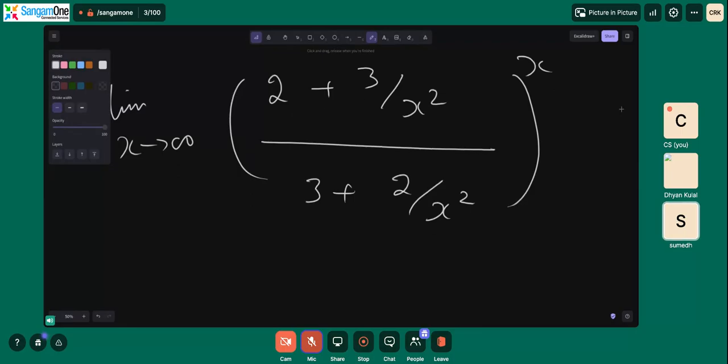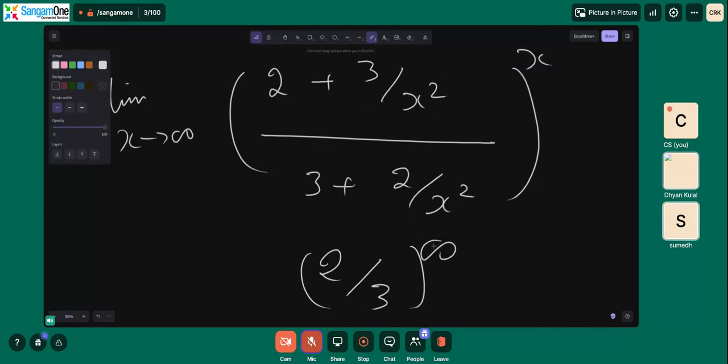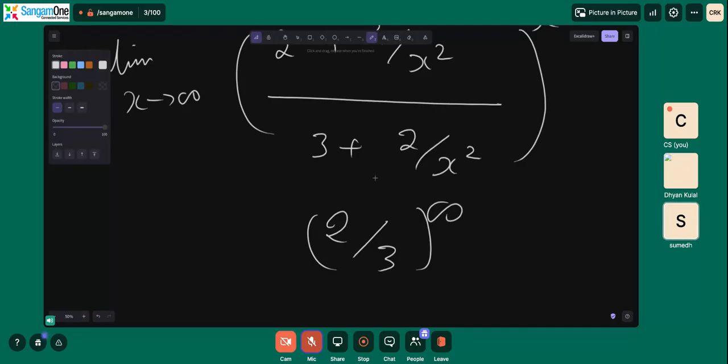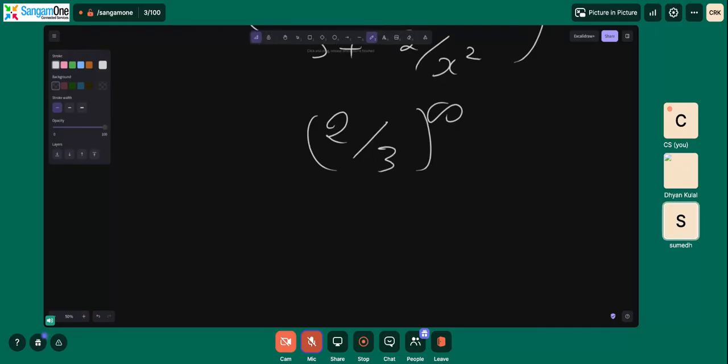Now imagine if I take the limit to infinity, what will happen here? Any number divided by infinity is 0. So it will be 2 by 3 to the power infinity. I just applied infinity and I did not apply L'Hospital rule here. I'm just trying to solve it without the rule. So I get 2 by 3 to the power infinity.